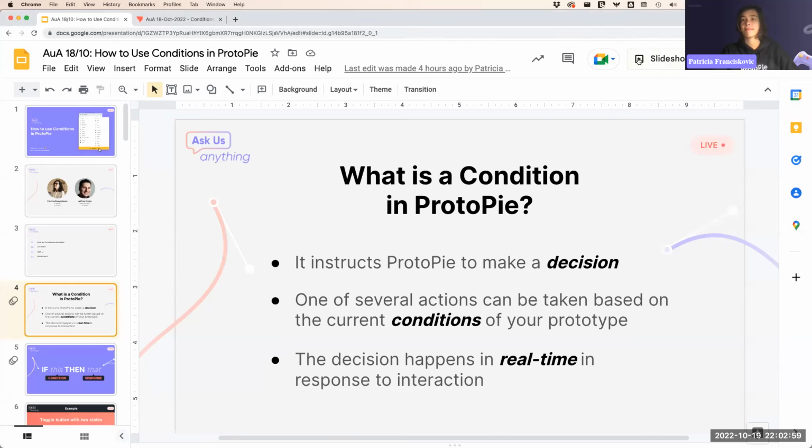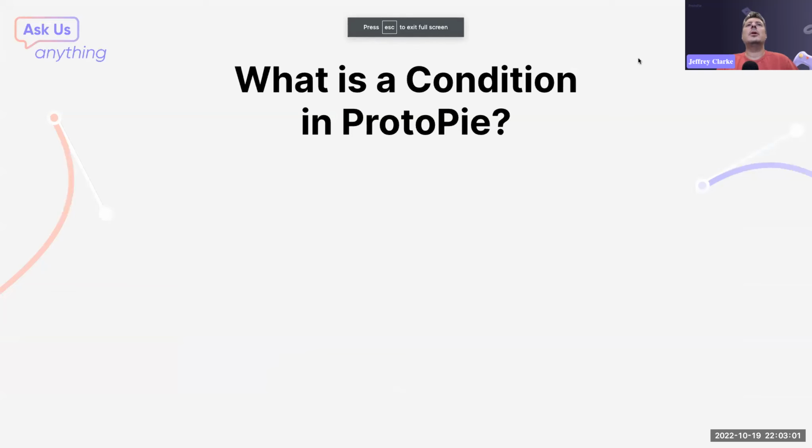So let's start this slideshow. Here we go. So I'm going to talk today all about conditions in ProtoPie, and I'm going to start right from the beginning. So I'm going to answer the question of what it is in ProtoPie, why we might use it, and then I'll take you through some examples. And you'll even have the opportunity to follow along. So if you don't have ProtoPie started up, get it going, and then I'll share the link when we're ready to go.